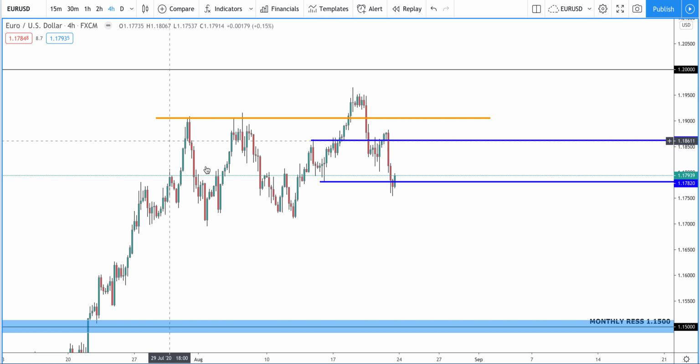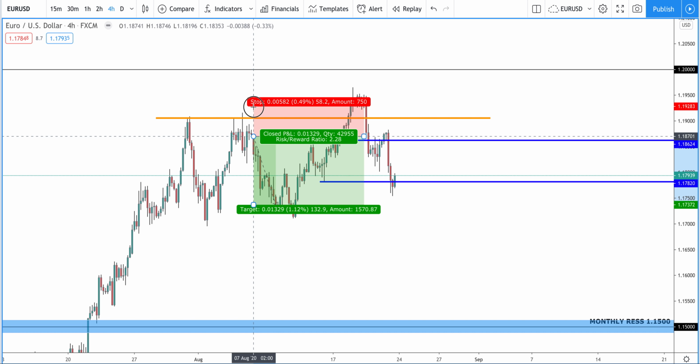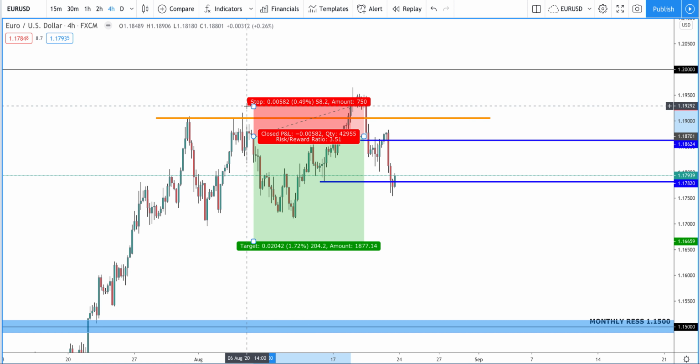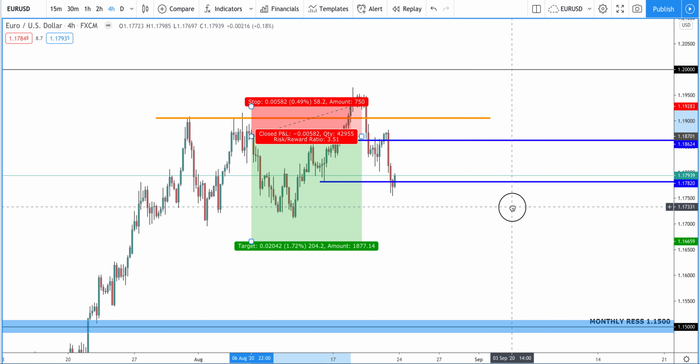resistance. What do 95% of retail traders call this? A double top. What do 95% of retail traders do? They take a short trade with a stop loss just above. So they might be in profit for a little bit, looking for a swing trade. But what does the market do?